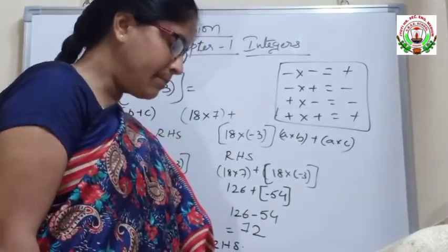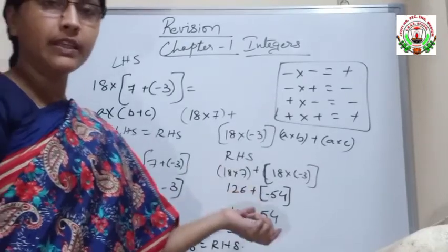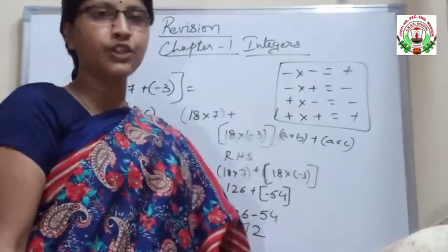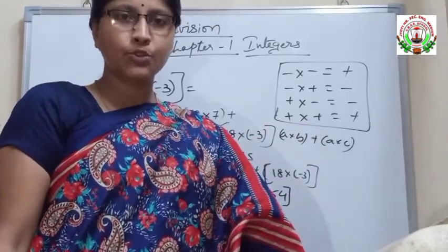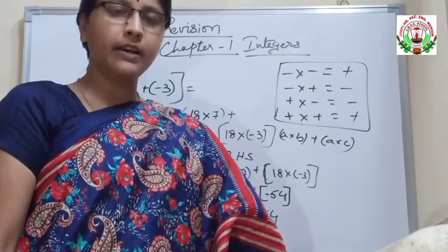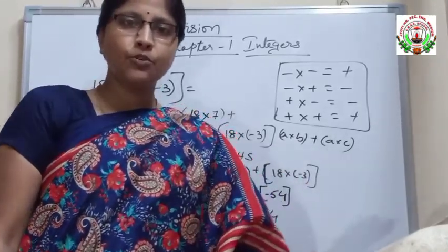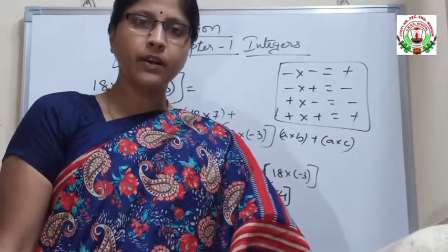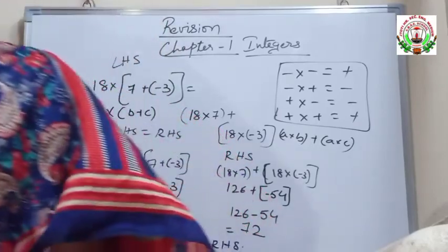So with this we have completed our revision for the chapter Integers. Along with this I have given the PDF questions to solve, and from your workbook I have given the multiple choice question page numbers, which you have to study for your exam. MCQs from your workbook are very important. So with this we have completed our first chapter revision.